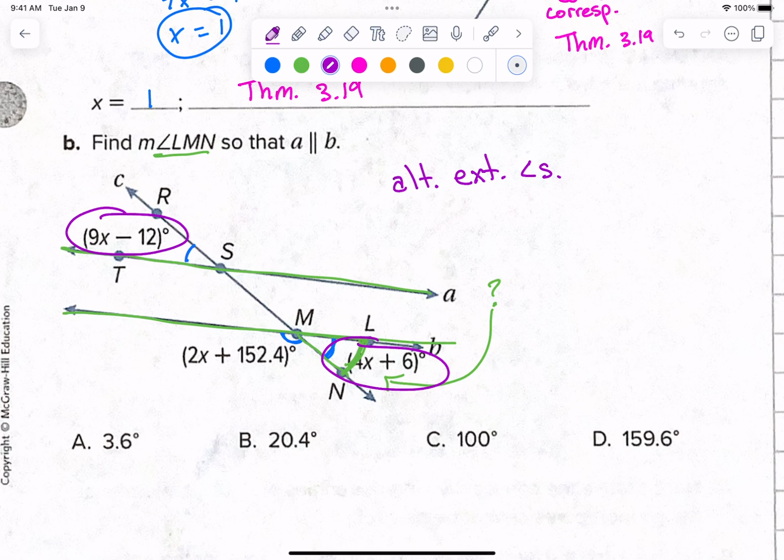Alternate exterior. Yep, you betcha. Theorem, which one is that? 320? It's on the back page. Yeah. The converse. 320? Yep, 320. Okay, theorem 320.